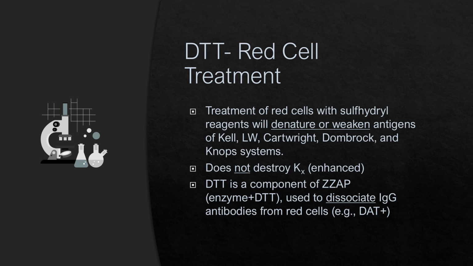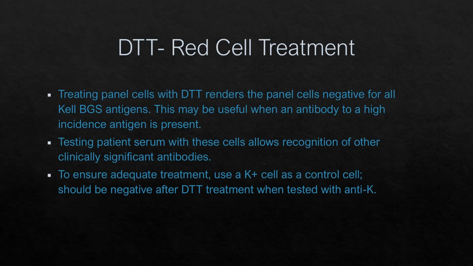Keep in mind DTT is a component of some other blood bank chemicals, including ZZAP. Using DTT-treated cells is one of the methods we use when we have a suspected high-frequency antigen. There are many high-frequency antigens in the Kell blood group system, and DTT removes the Kell blood group system antigens from the surface. So these can be helpful when you're suspecting one of those high-frequency antibodies.